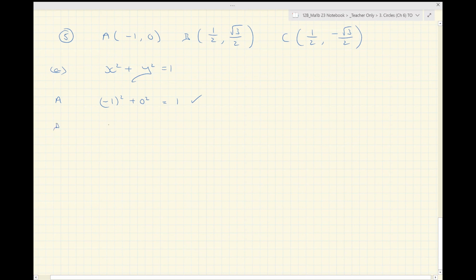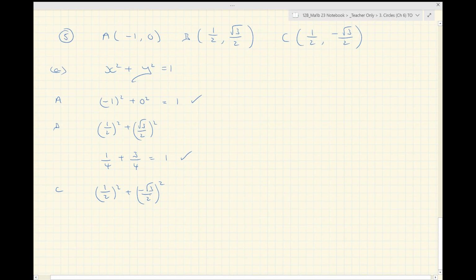So my x-coordinate squared plus my y-coordinate squared. Well, a half squared is a quarter, plus root 3 times root 3, 2 for 2 is 4. Aha, look at that. That equals 1. And let's look at point C. Well, point C is a half squared plus minus root 3 over 2 squared. Well, that's the same as the calculation in point B, isn't it?